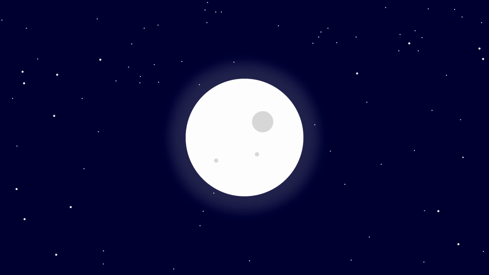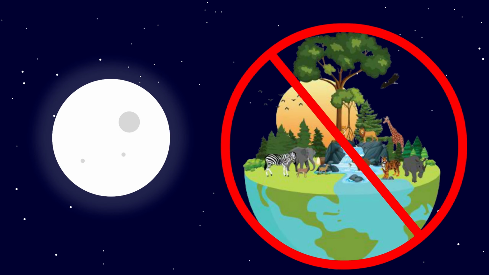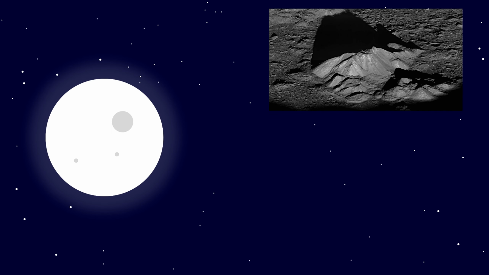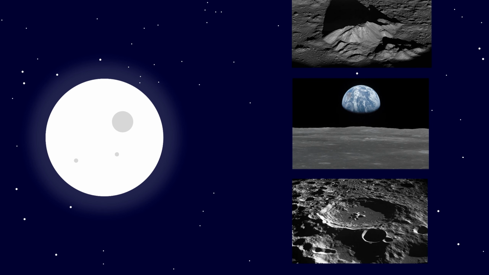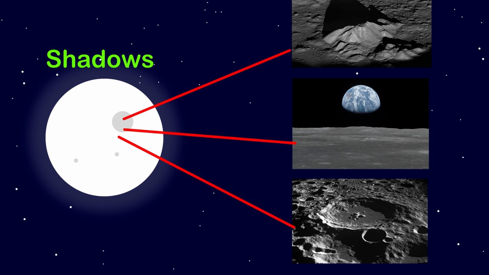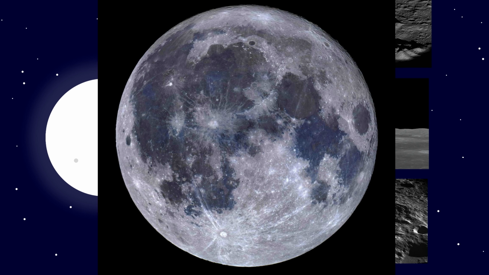There are no conducive environments for life on the Moon. On its surface, there are mountains, plains and depressions. On the surface of the Moon, these create shadows. These shadows can be seen when you look at the full moon.